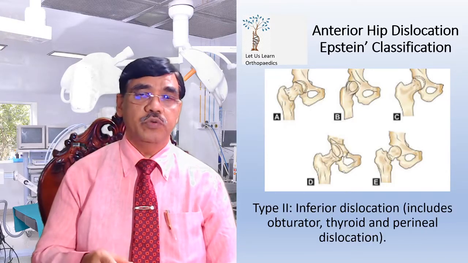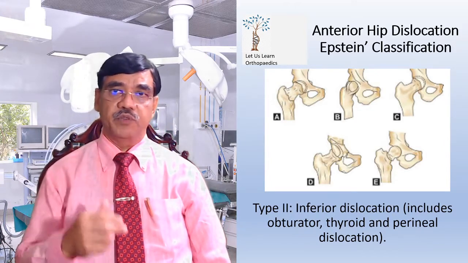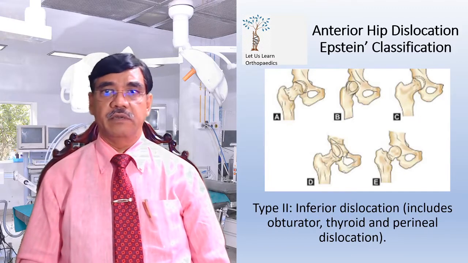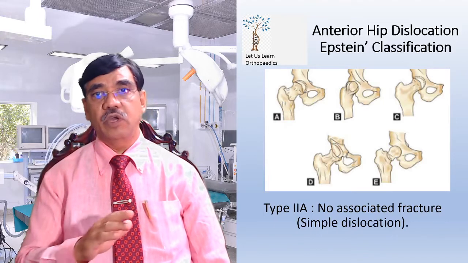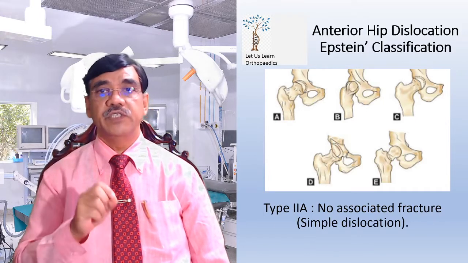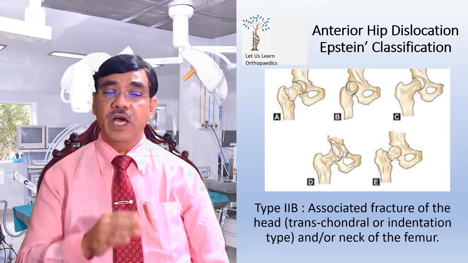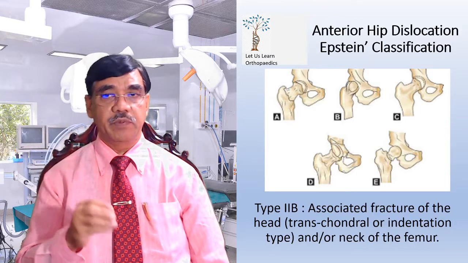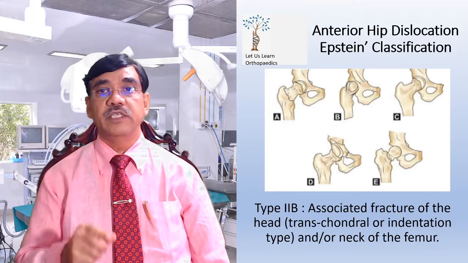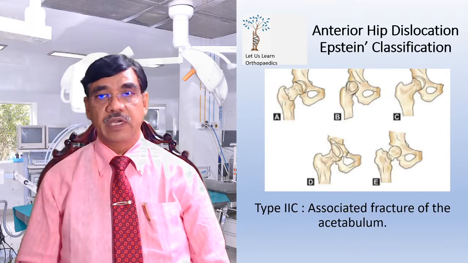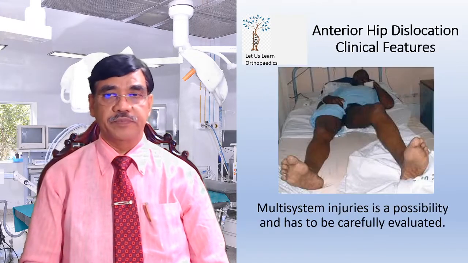Type 2 is the inferior type of dislocation, which includes the obturator or thyroid or the perineal dislocation. Now, type 2A again is not associated with any fracture, that is a simple anterior inferior dislocation. Type 2B is associated with a fracture of the head, which may again be transcondylar or just an indentation type, or a fracture of the neck of the femur. Type 2C is associated with fractures of the acetabulum.